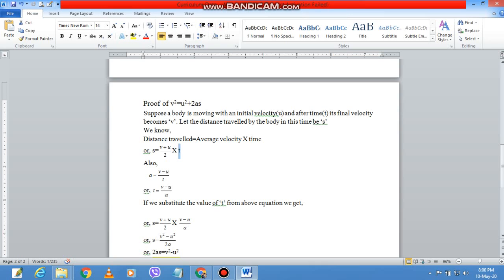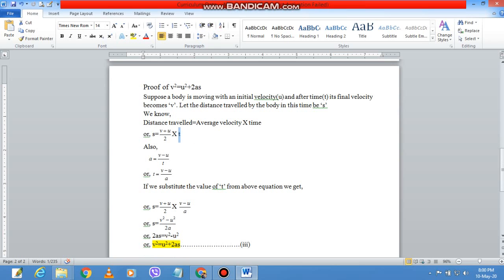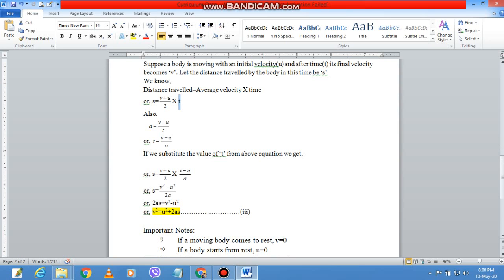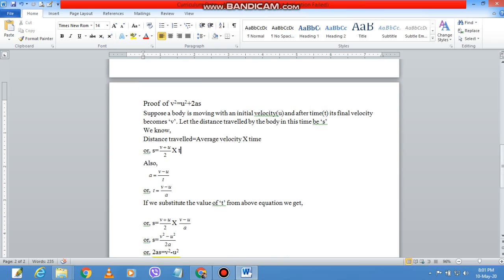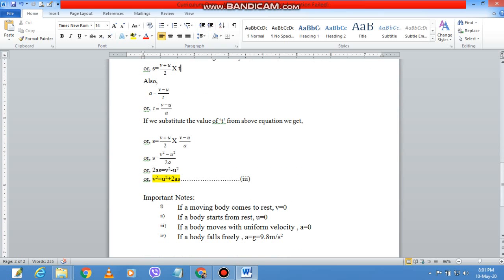Now let's multiply these two terms. The numerator is in the form of a plus b and a minus b. That means their multiplication will give a square minus b square, that is v square minus u square over here. Now in the denominator, 2 multiplied by a gives 2a. On cross multiplying we get 2as equals v square minus u square. Let's arrange this. We will get the proof of the third equation of motion, that is v square equals u square plus 2as.